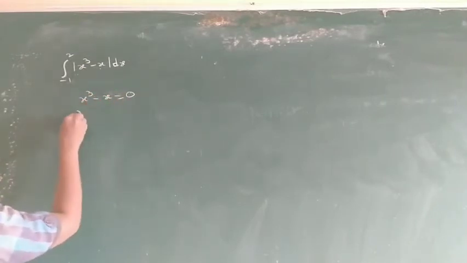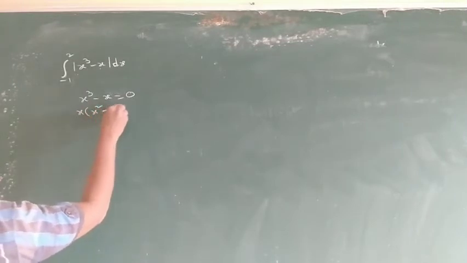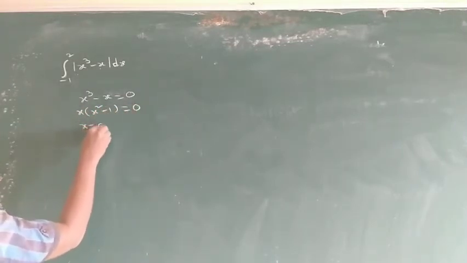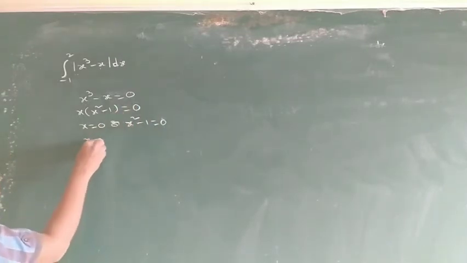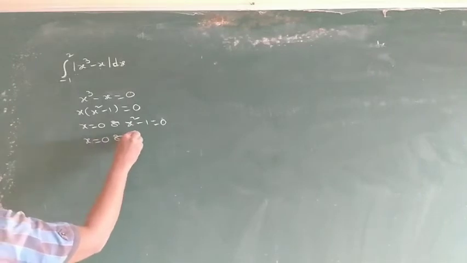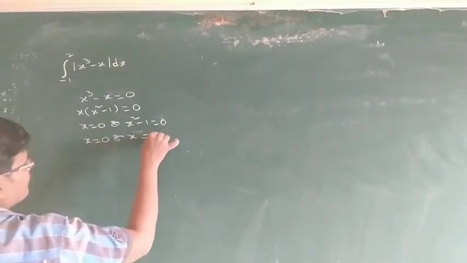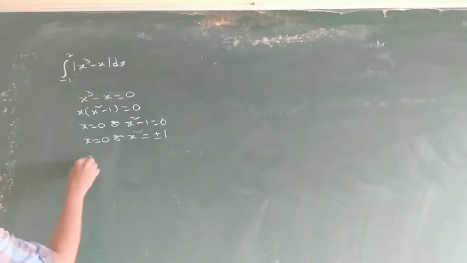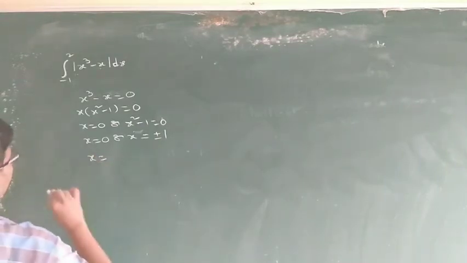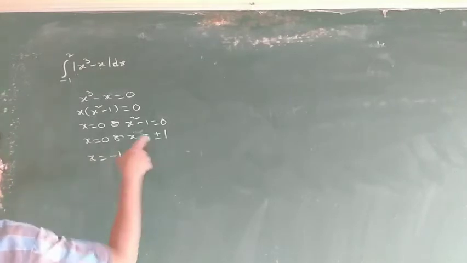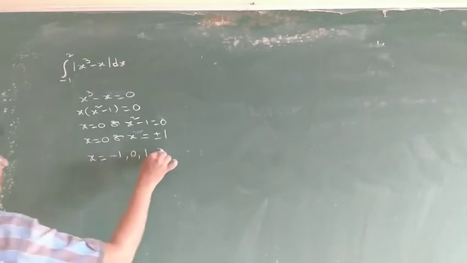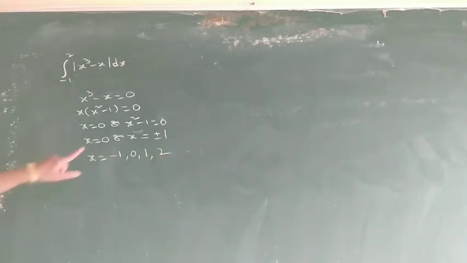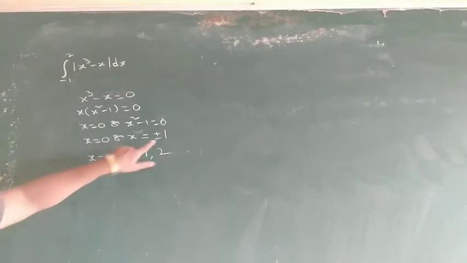x cube minus x is equal to 0. Taking x common, x times x square minus 1 equals 0. So x is equal to 0 or x square minus 1 equals 0, so x square is equal to 1, which means x is equal to plus or minus 1. So the x values are: the lowest is minus 1, then 0, 1, and the higher limit is 2.